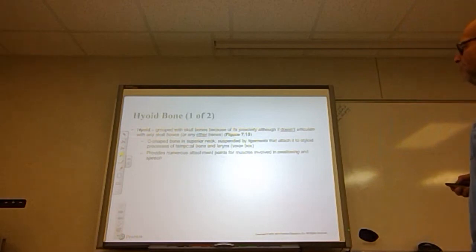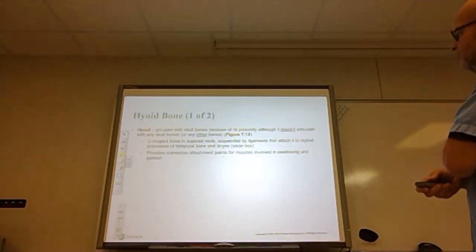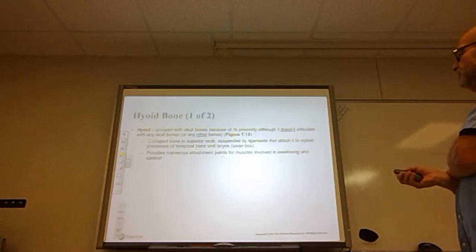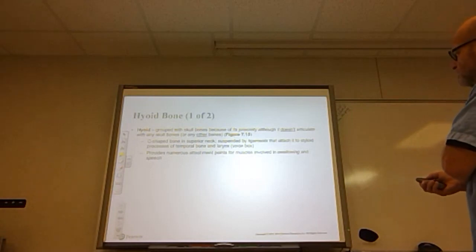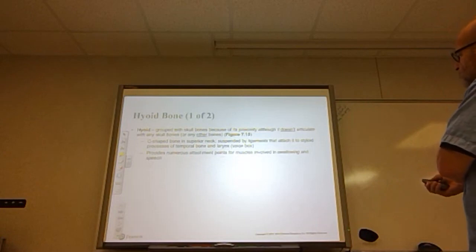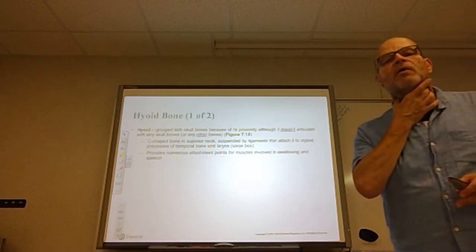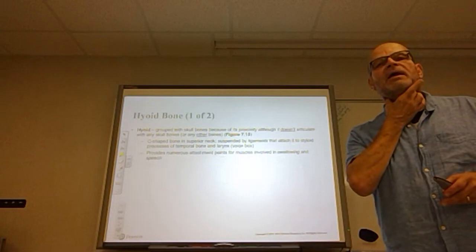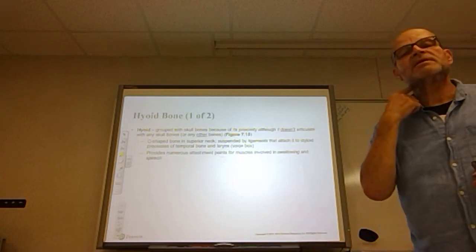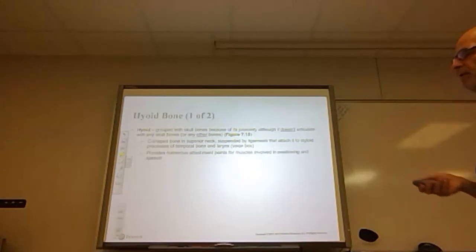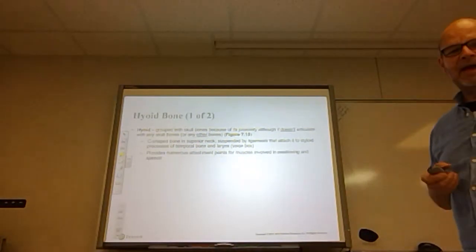It is a C-shaped bone in the superior portion of the neck. It is suspended by ligaments that attach it to the styloid process of the temporal bone and the larynx, the voice box. It provides numerous attachment points for the muscles involved in swallowing and speech. The hyoid bone is found right up in here, crosses this way underneath on the skeletons in the lab.